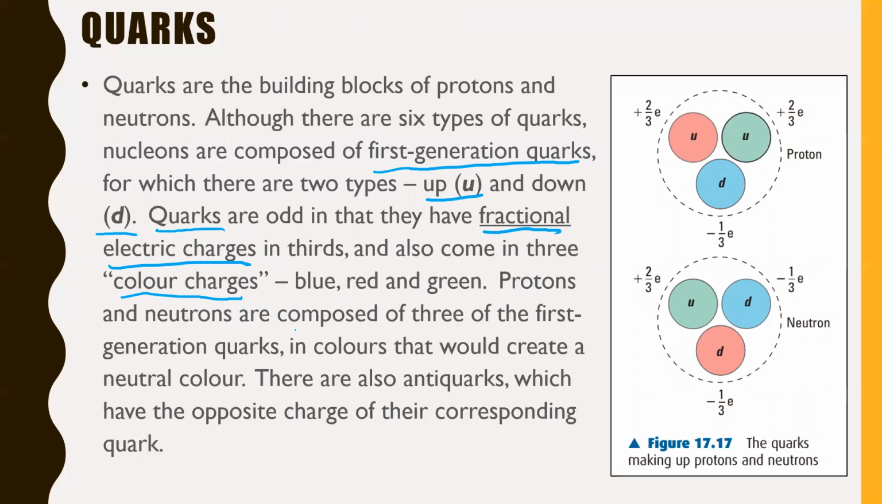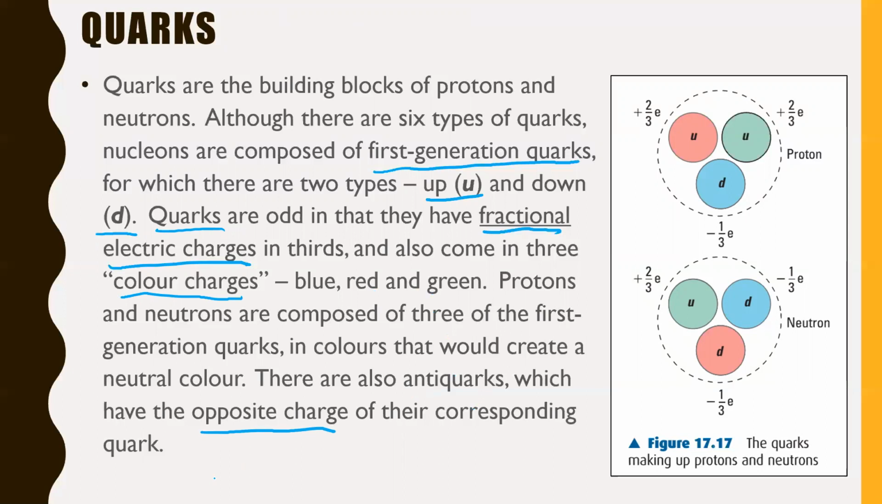Now, protons and neutrons are composed of 3 of the first-generation quarks in colors that would create a neutral color. That's why you had to have all 3, because it kind of just balances out. It's kind of like when you combine the 3 primary colors, you make white light. It's kind of the same idea here. Even though these aren't actually colors, they just use color as a way of describing them, because we don't actually have a way with our human brains to comprehend what's going on with that aspect of a quark. Now, there's also anti-quarks, which have the opposite charge of their corresponding quark. Okay, we'll talk about that in a little bit here too.